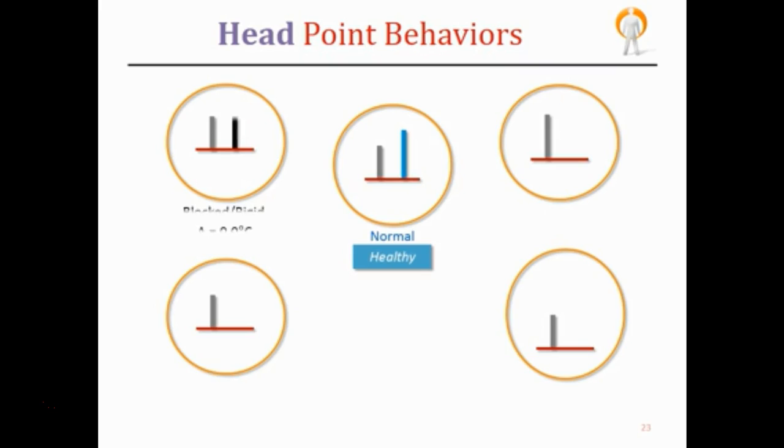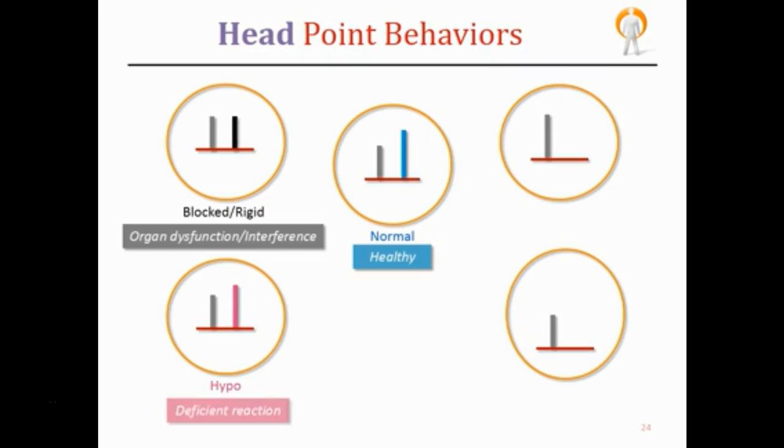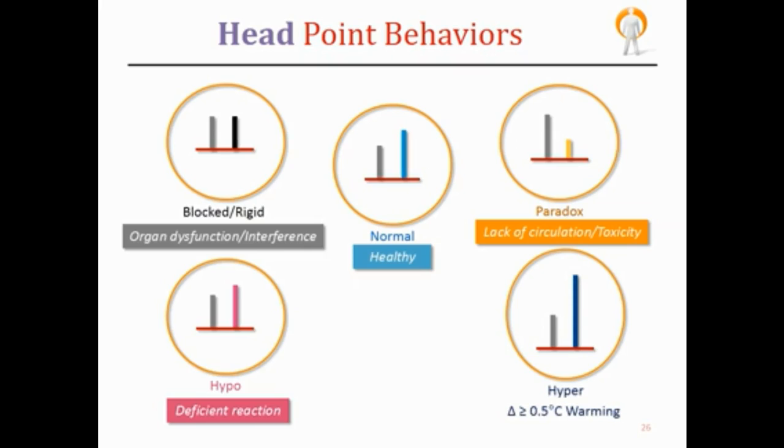Blocked regulation again means that there was no temperature change due to functional incapacity or an interference such as an infection. Hyporegulation is nearly blocked with a subnormal temperature change. And paradox regulation means that the temperature cooled instead of warmed, reflecting a lack of blood circulation often seen with toxicity. And finally, hyperregulation means that an exaggerated warming occurred, and this higher than normal increase in circulation reflects an inflammatory response.